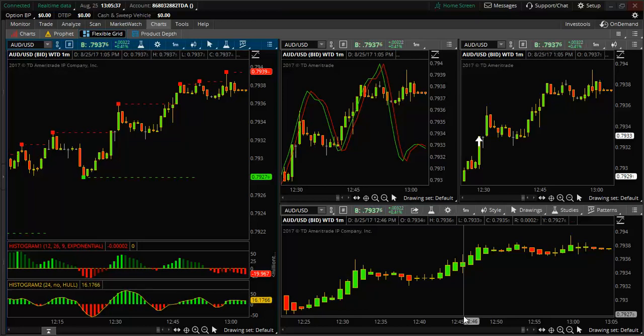Okay, I'm gonna try to do at least one trade with Nadex using this charting system. It's gonna be a 5 minute trade.